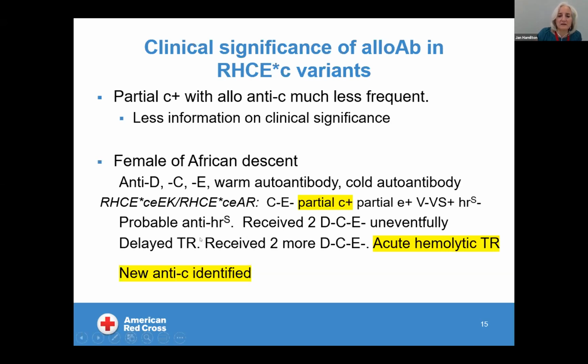The patient had made the little e-like antibody that was expected, the anti-HRS, and received transfusions without apparent incident. But then several days later presented with what appeared to be a delayed transfusion reaction, and then had to receive emergently two more little r units, and developed signs and symptoms of an acute hemolytic transfusion reaction. And after a very extensive serologic study, a new anti-little c was identified in both the plasma and the eluate.